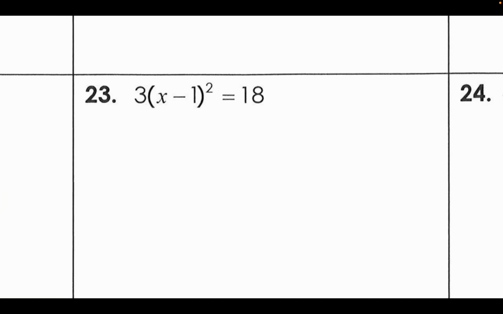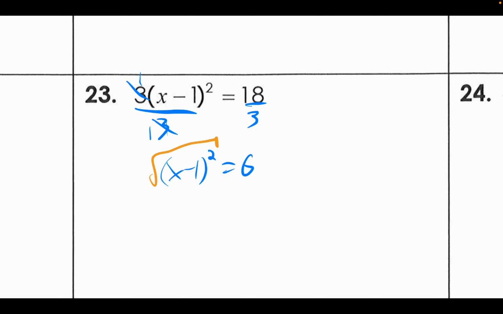On number 23, our squared term is not by itself because 3 is multiplying with that squared parenthesis. So I divide both sides by 3, and division undoes multiplication, and I get 1 times the quantity of x minus 1 being squared, and I don't have to write the 1, so I won't. And that equals 6. Now that my squared term is isolated or by itself, I'm going to go ahead and square root both sides to undo the square, and I get what's inside, which is x minus 1. And that equals positive negative square root of 6. Square root of 6 cannot be simplified anymore, and so we just leave it as the square root of 6.